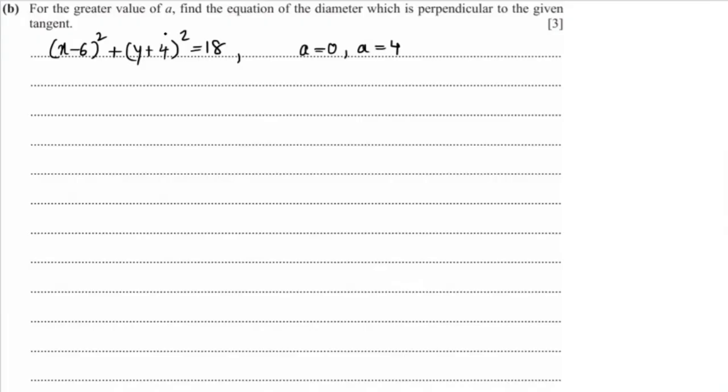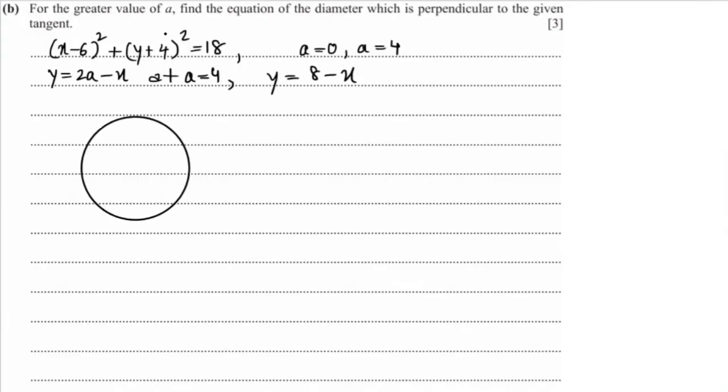They are saying which is perpendicular to the given tangent. The tangent was given as y equals 2a minus x. So if I substitute a equals 4, the equation will now look like 8 minus x, right? Let's just sketch the circle. It will look like this, with center (6, −4). I've got the equation of the tangent here. It has a negative gradient and a positive y-intercept of 8. So I believe it will look like this.